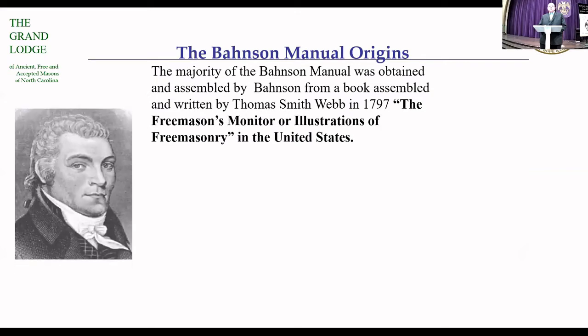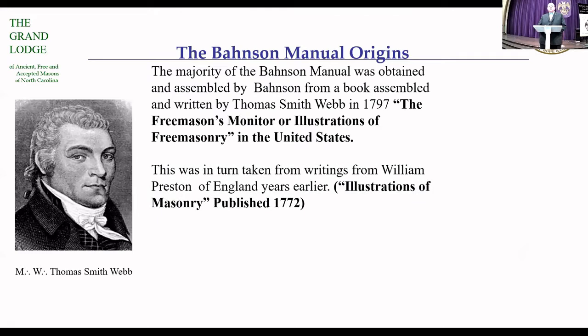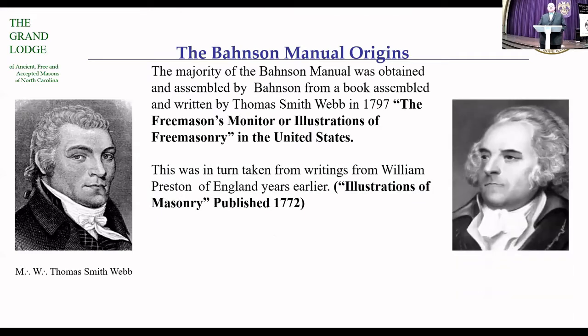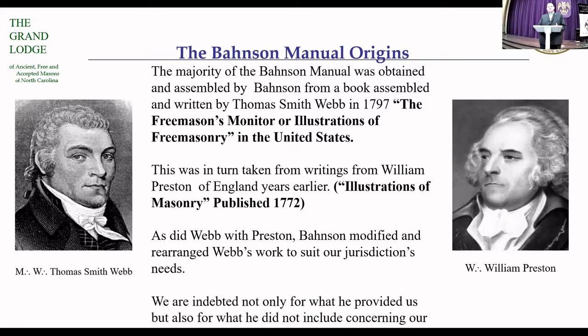The majority of the Bahnsen manual was obtained by Bahnsen from a book assembled and written by Thomas Smith Webb in 1797, The Freemason's Monitor or Illustration of Freemasonry in the United States. Now, Webb took his work from the works of William Preston of England years earlier, and Preston's book was The Illustrations of Masonry, which was published in 1772. As Webb did with Preston, Bahnsen modified and rearranged Webb's work to suit our jurisdiction's needs.